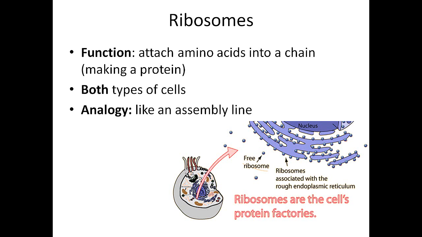An analogy, a ribosome is like an assembly line. It's hooking together amino acid after amino acid after amino acid to make this protein chain. A ribosome simply looks like a little circle if you weren't sure how to draw it.